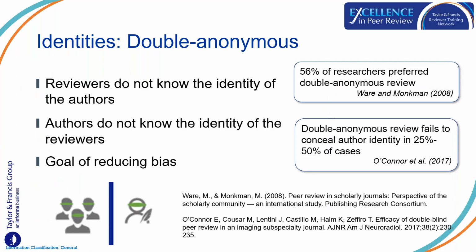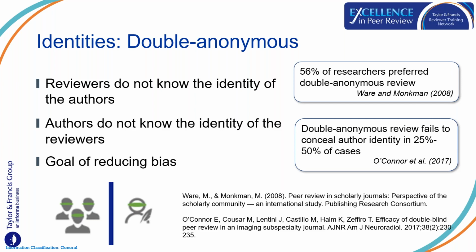So as I said, in terms of the different types of peer review, a lot of this is focused on the identities and trying to address that concern of bias. And one of the really common ways of trying to reduce bias in peer review is what's called double anonymous review. So in this case, authors don't know the identity of the reviewers in the same way as single anonymous review, but the double anonymity here comes in that reviewers do not know the identity of the authors.